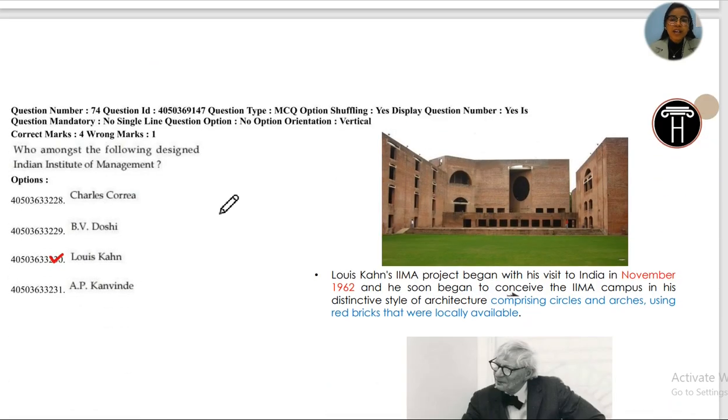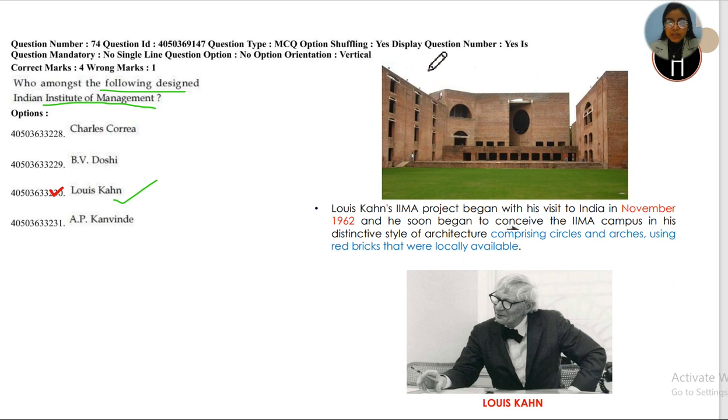Next question which we have is, who amongst the following designed the Indian Institute of Management? So the right answer is Louis Kahn. As you can see, this is the image of the Indian Institute of Management, Ahmedabad, and this project was started by Louis Kahn, with a distinctive style of architecture which, as you can see, comprises circles.